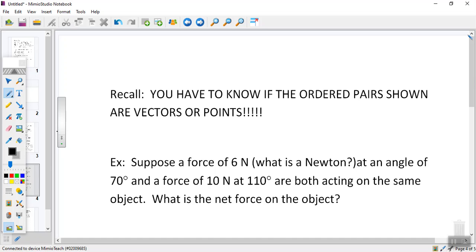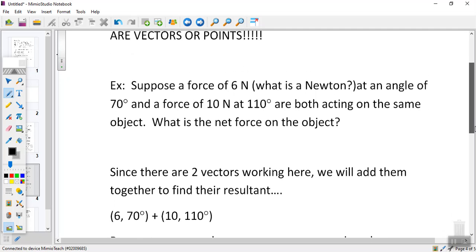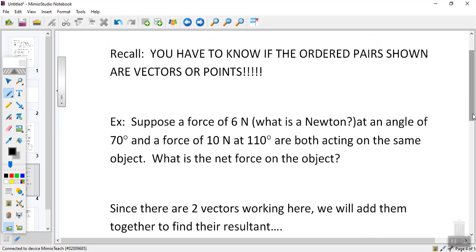All right. Okay. So let's talk about this. This is really where things are going to start to involve real life. And actually, a lot of what vectors are is really a scientific representation of things that go on in real life. Okay? Suppose a force of 6 newtons.